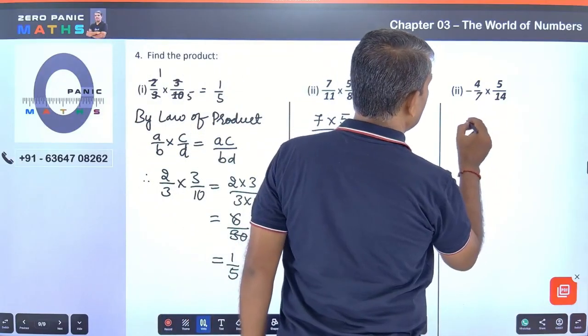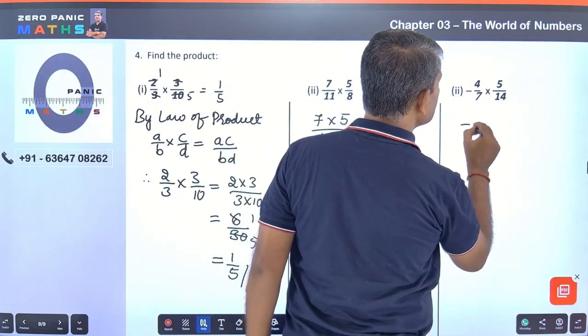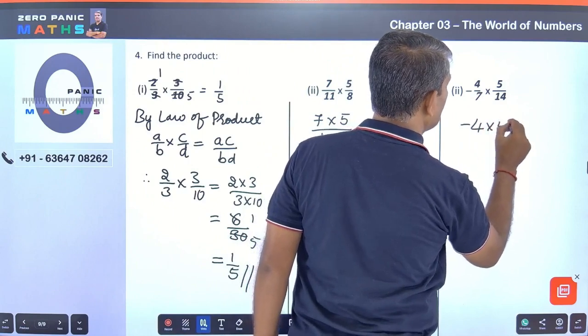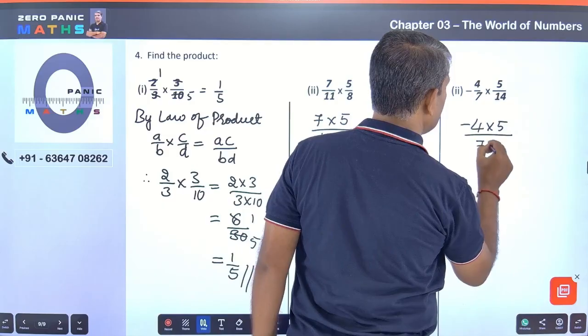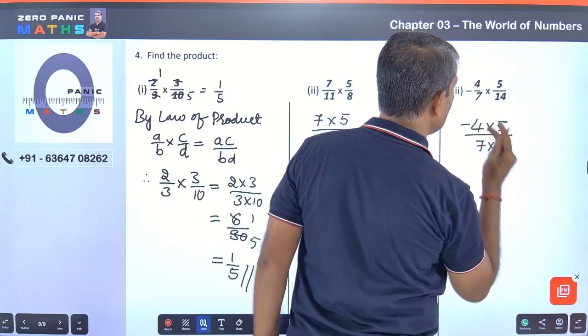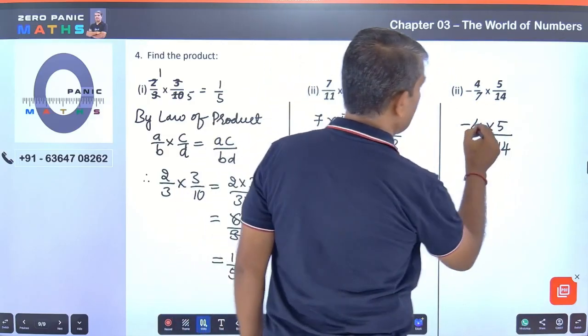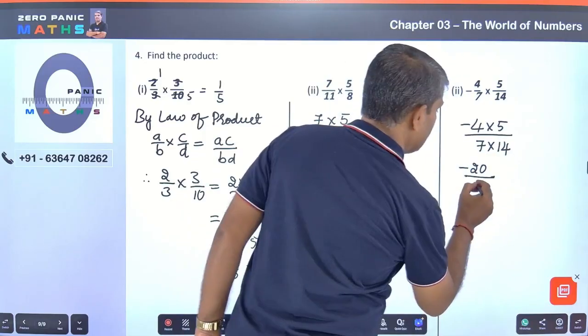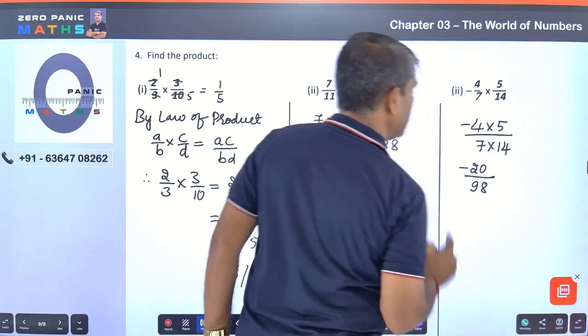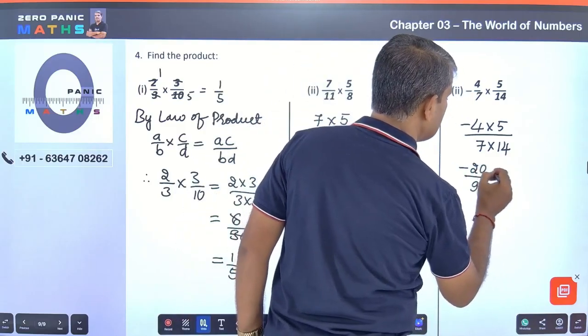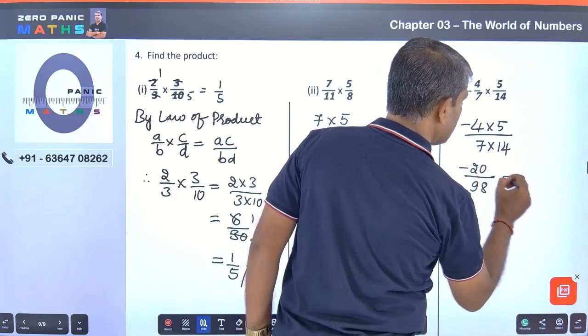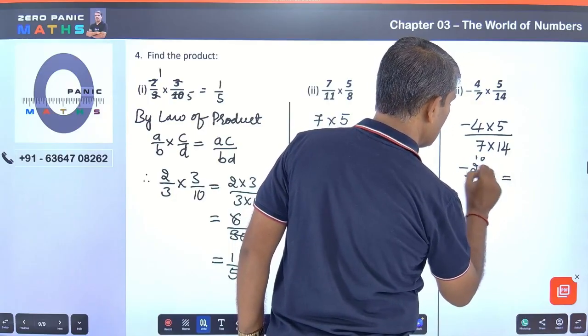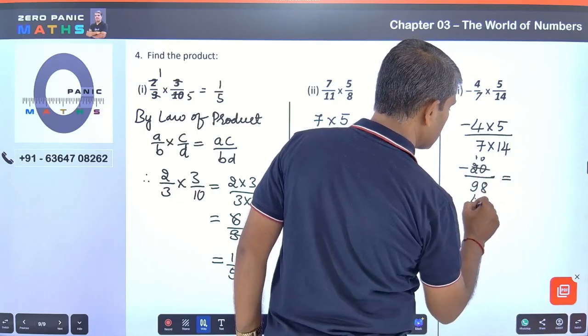So here it is minus 4 into 5 divided by 7 into 14. So it is minus 20 divided by 98, and now it can be divided by 2. So 2 tens are 20, 2 fours are... I mean 2 tens are 20 and 2 forty-nines are 98, which gives minus 10 by 49.